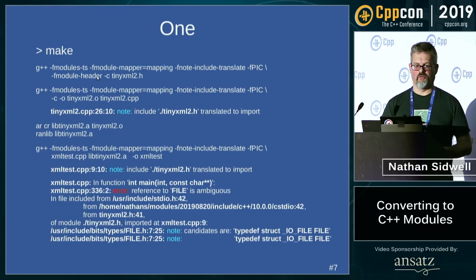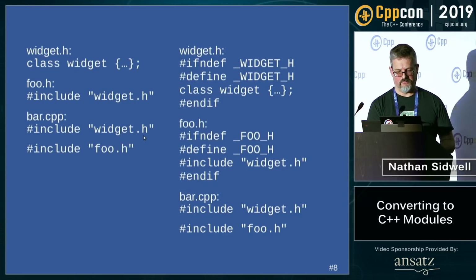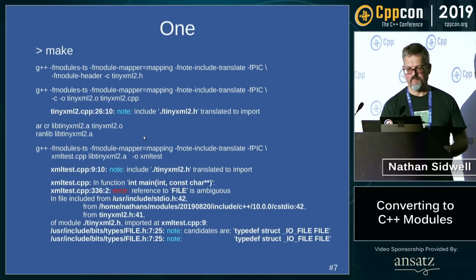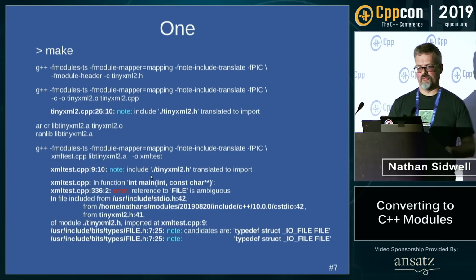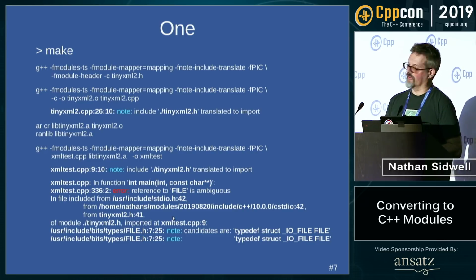And you'll notice that actually we've got 3 compiles going on here, whereas before we had 2 compiles, because obviously this first step here didn't happen. Let's go back. There we go. Right, so tinyxml2.h gets turned into an import, and then we get this error thing happening at the bottom.